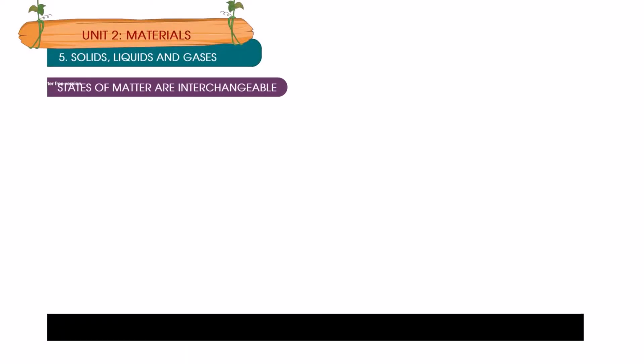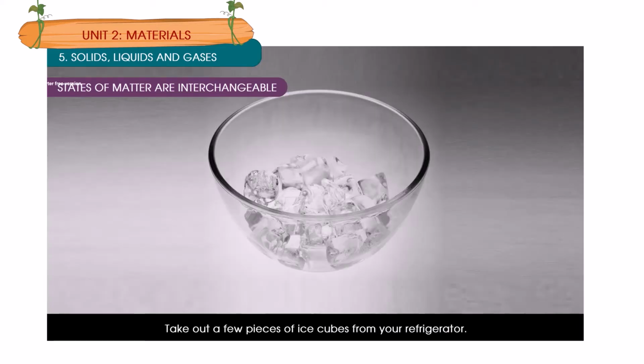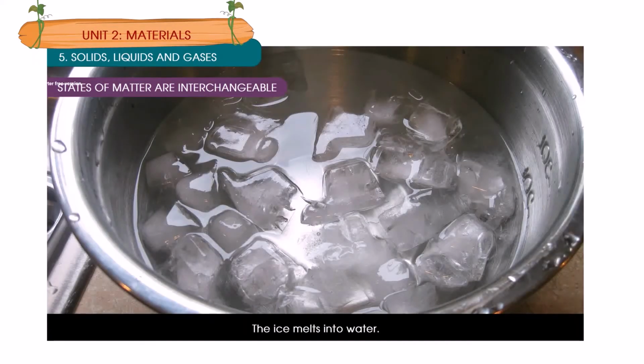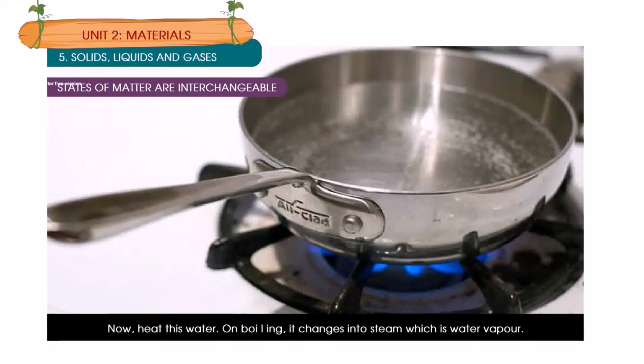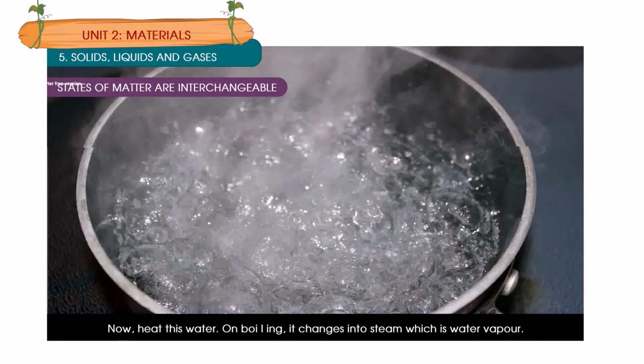States of matter are interchangeable. Take out a few pieces of ice cubes from your refrigerator. Keep them in a bowl. What do you see after some time? The ice melts into water. Now heat this water. On boiling, it changes into steam, which is water vapor.